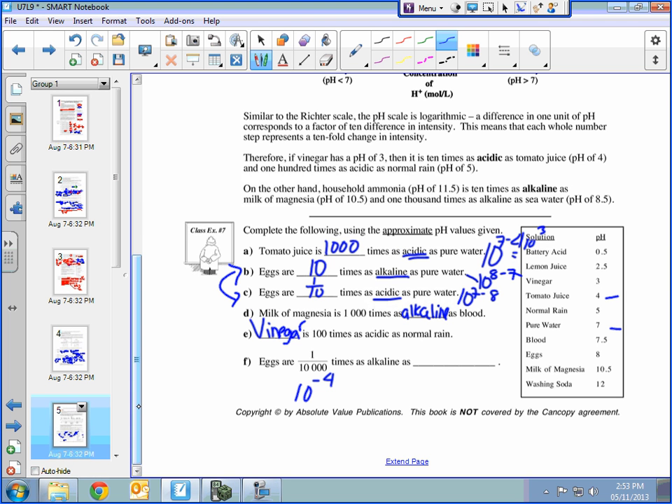Eggs are 10 to the negative 4, or 1 over 1,000, as alkaline as what? So if you're looking at this, you're going 4 place values away. You would actually, guys, focus please. You'd actually go down here. So as alkaline as washing soda.